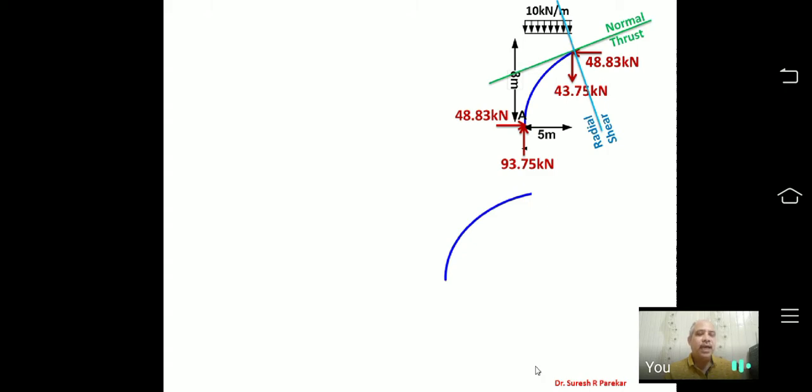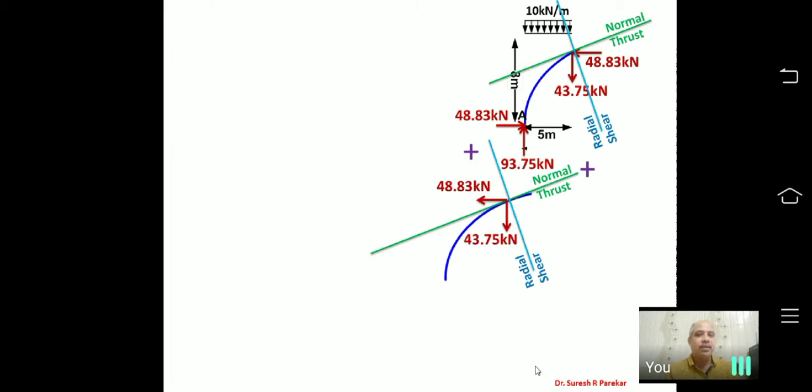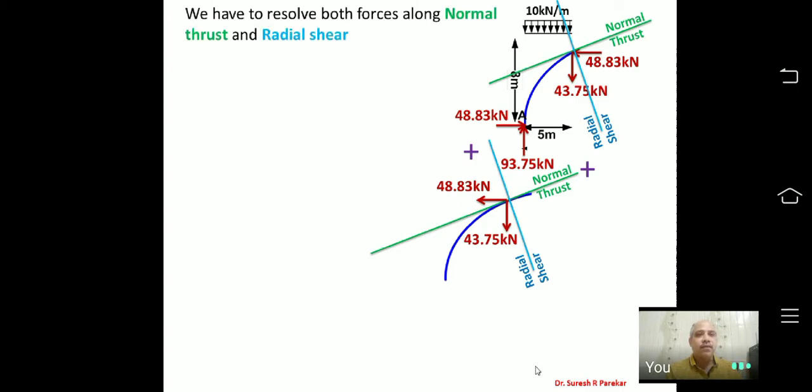So now you can see I will remove everything and keep only two axes, normal thrust and radial shear, and two forces, 43.75 and 48.83, but those forces we will show along their line of action. That means you can see normal thrust, radial shear. So we have plus sign, so opposite I have minus. And then we have 48.83. Now see, I have shown that on the left side because its line of action is in the opposite coordinate. And then this will be 43.75 kilonewtons.